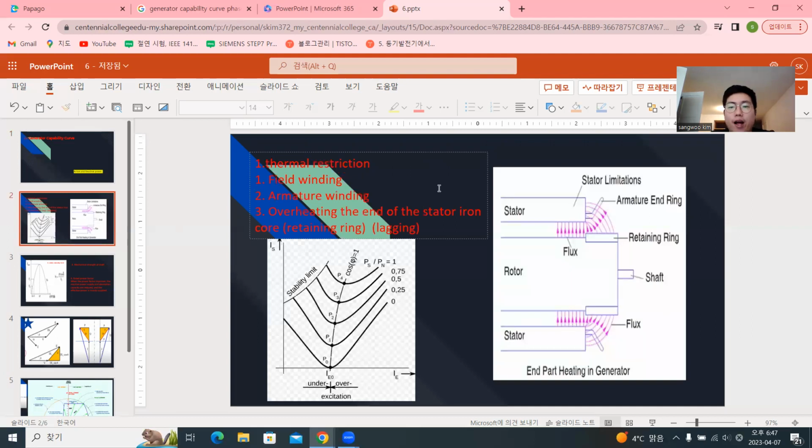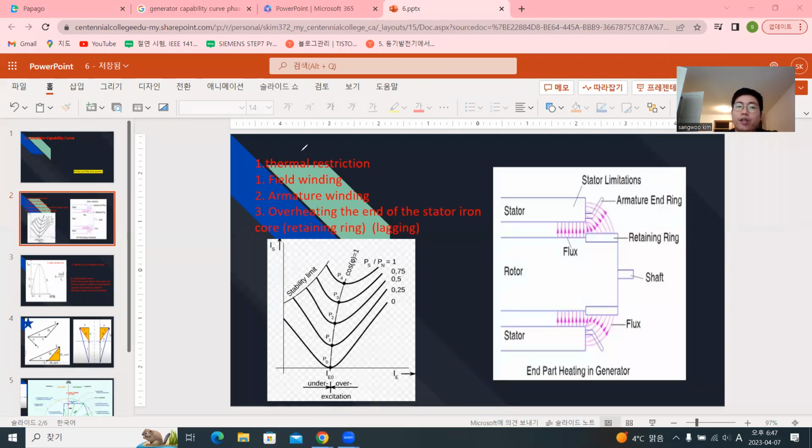First of all, to make a capability curve for a generator, there are basically four main restrictions. First is the thermal restriction. It could be field winding, armature winding, and overheating at the end of the stator iron core. We say retaining ring here, when it's a lagging current. About this number three, I will make one lecture, okay? Don't worry about it.